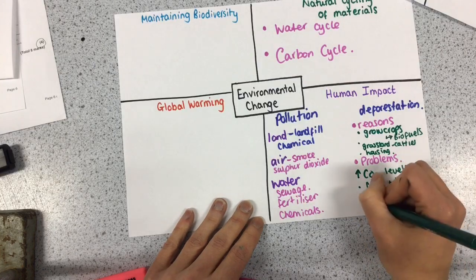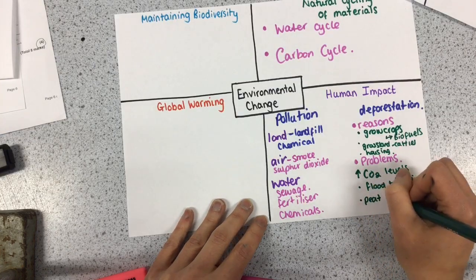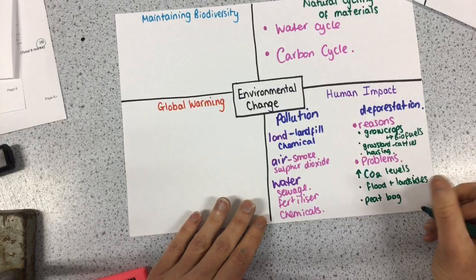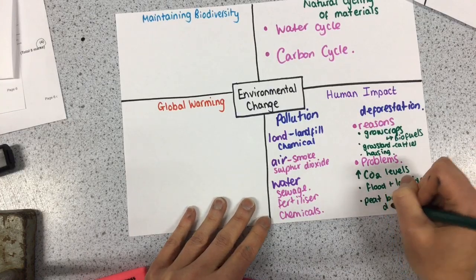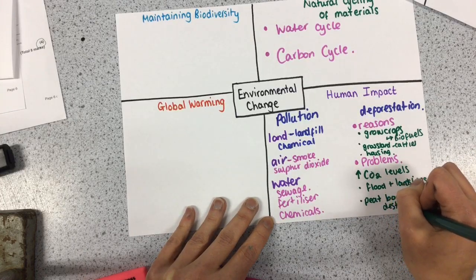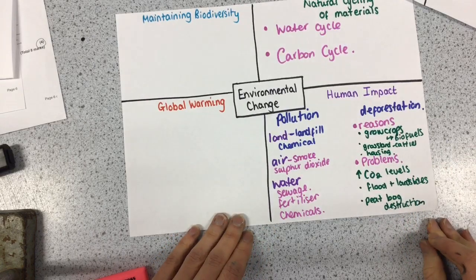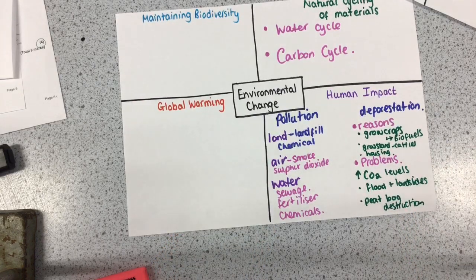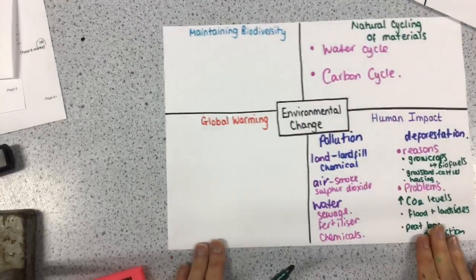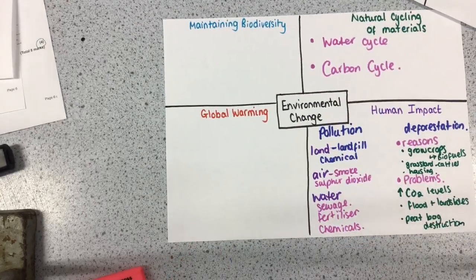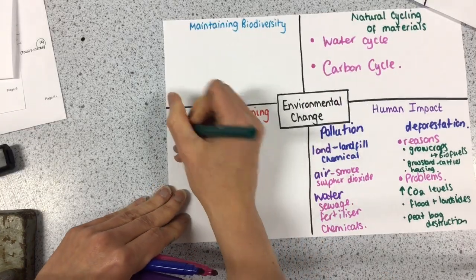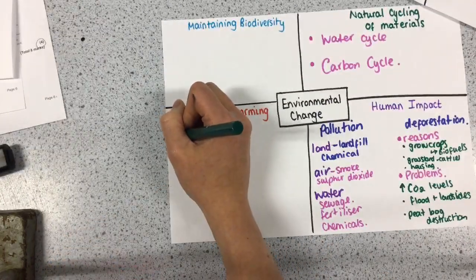It also links to peat bog destruction, which is causing the fires on the moorlands that you might have seen on the news, because they are a natural carbon deposit and they hold a lot of water. So again, it links to floods and landslides. Now, global warming: if you do geography as well, you've probably done this over and over again, but we are still looking at it in both the chemistry and the biology.